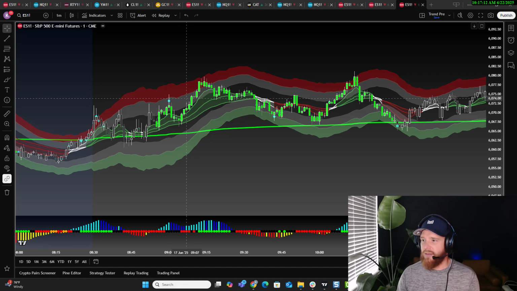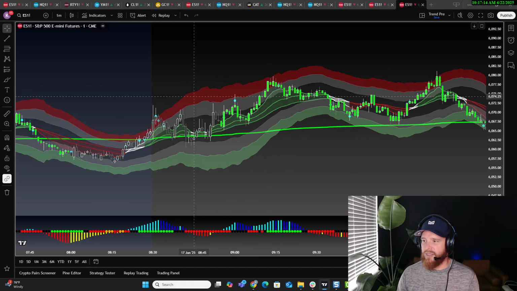So one thing we can do here, as an example, and this is actually a setup we're going to cover here in a minute, but say you get long right here, you put your stop at the swing low.